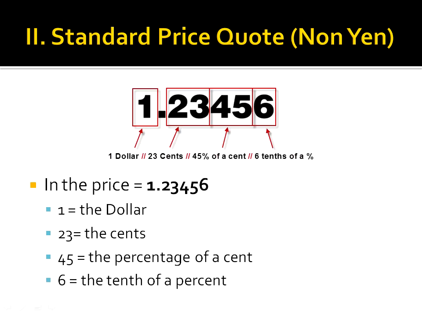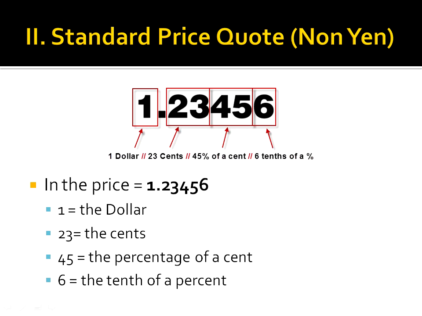We'll take a look at this price, 1.23456. The 1 becomes the dollar that we're familiar with. The 23 becomes the 23 cents. The 45 is 45% of a cent. And then the last place, the 5th decimal, is the 6, and that's 6/10 of 1%. So a price is really broken down into its smallest denominations.